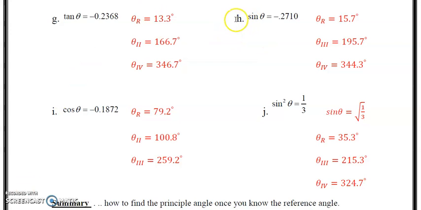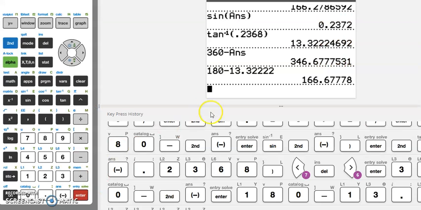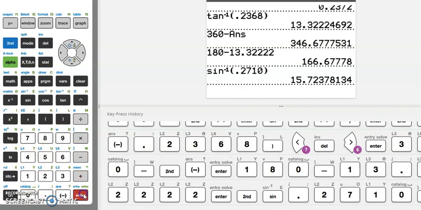All right, let's look at H. We have sine of an unknown angle is equal to negative 0.2710. So again, I drop the negative, take the inverse sine of 0.2710. So go to your calculator. Second function, sine, 0.2710, equals. You don't need the zero, obviously. There's your angle. So that's the reference angle.